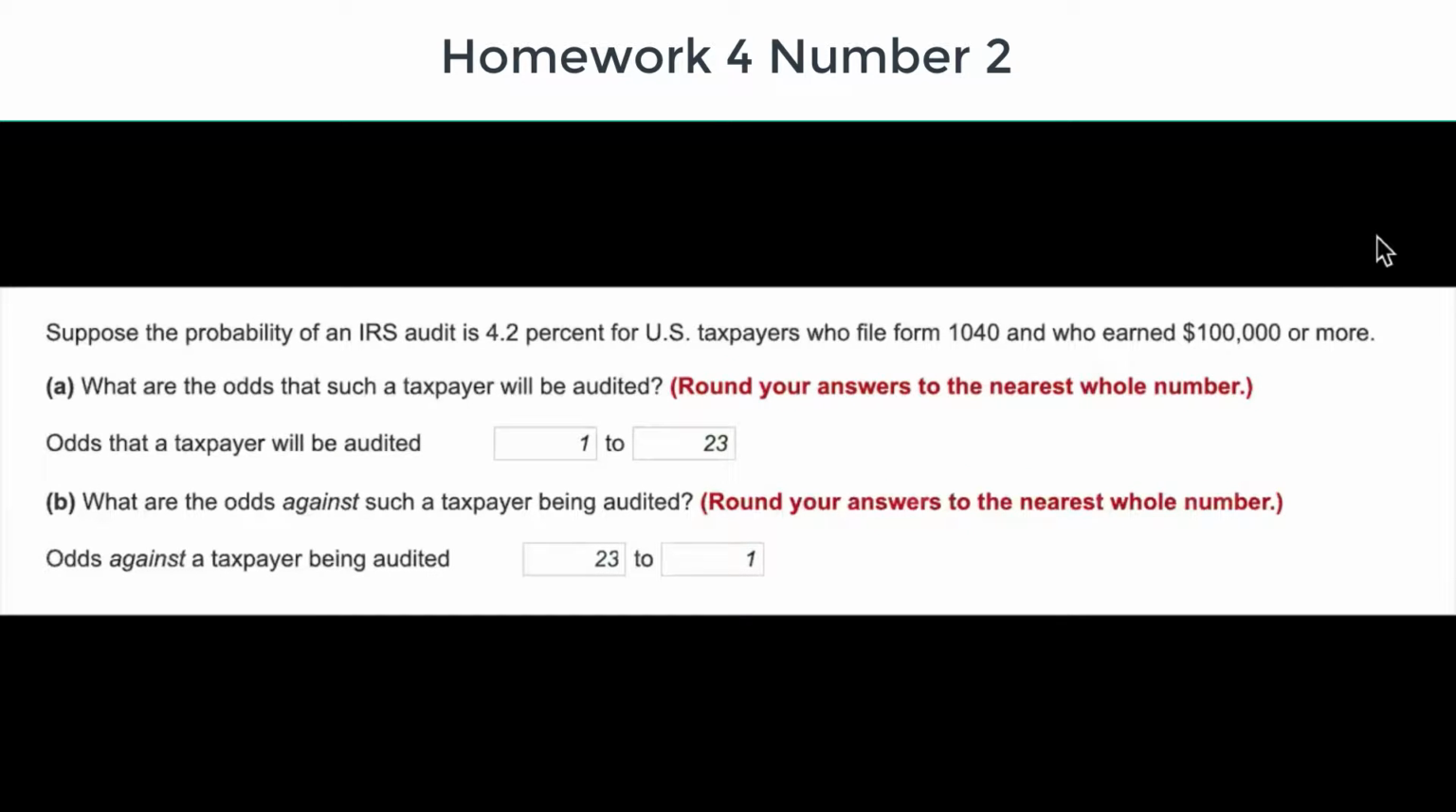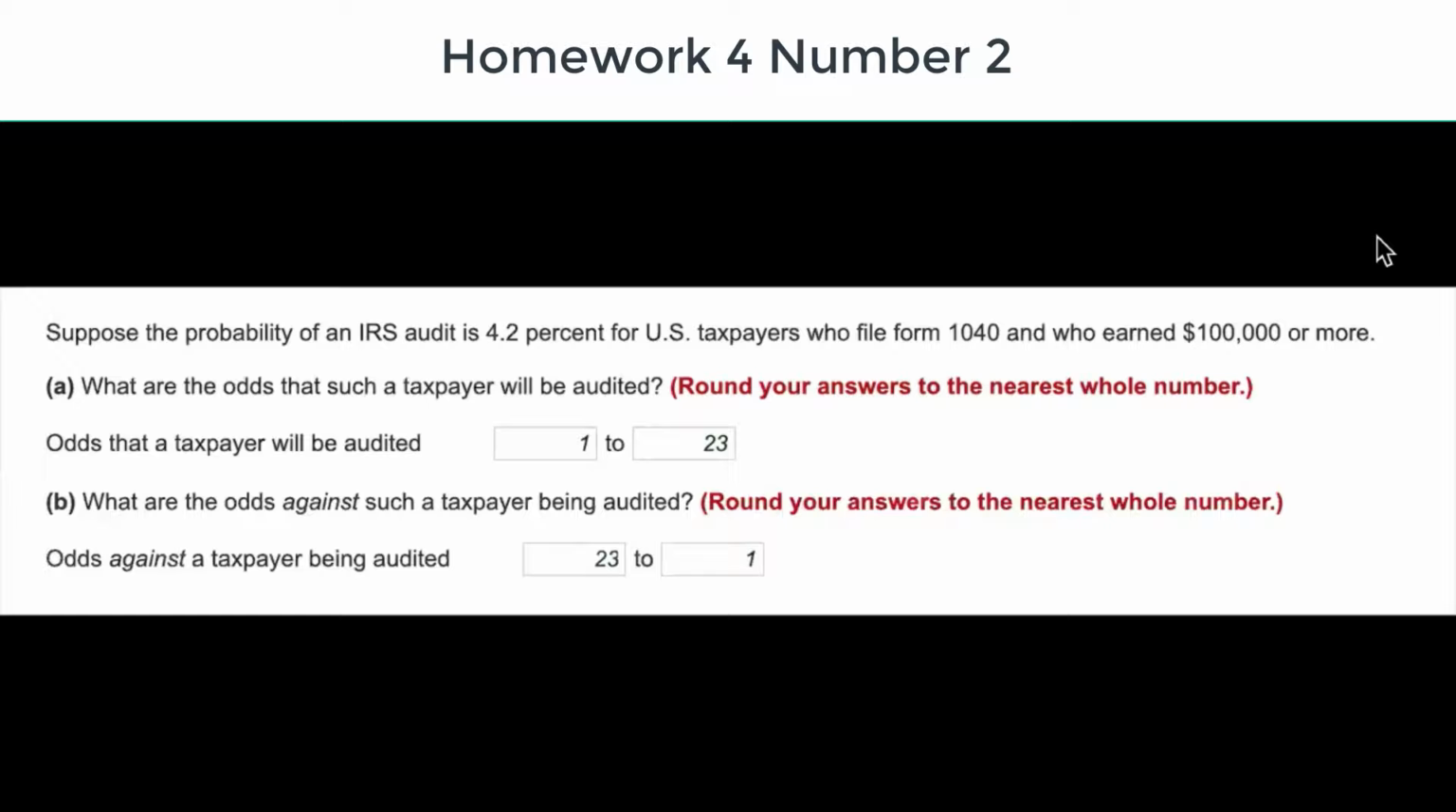So this is a video for homework 4, number 2, and we're still working with the probability and things like odds in favor and odds against. So in this case, again, your numbers are going to be different than mine, but once you see how I do mine, then you can go ahead and use the numbers from yours and do the same thing.